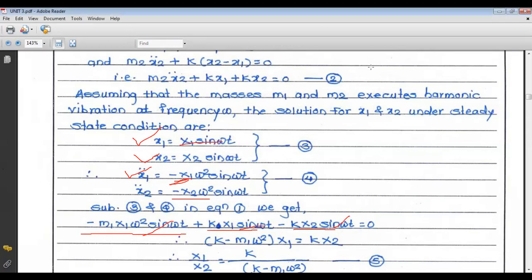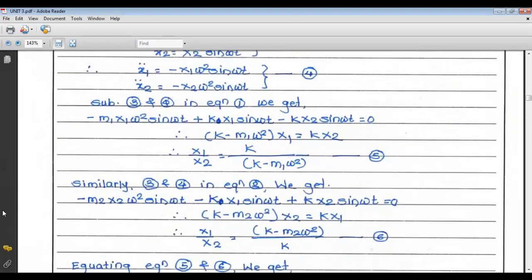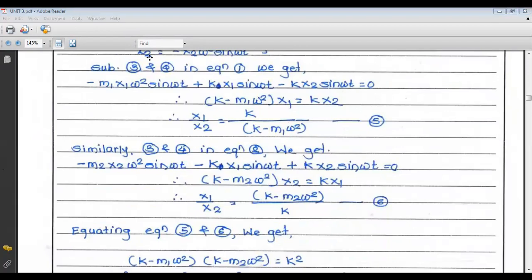Similarly, substitute equation number 3 and 4 in equation number 2. So what will happen? m2 x2 double dot is capital X2 omega square sine of omega t, minus k into x1, so what is the value of x1? Capital X1 sine of omega t, plus k into x2 sine of omega t is equal to 0.